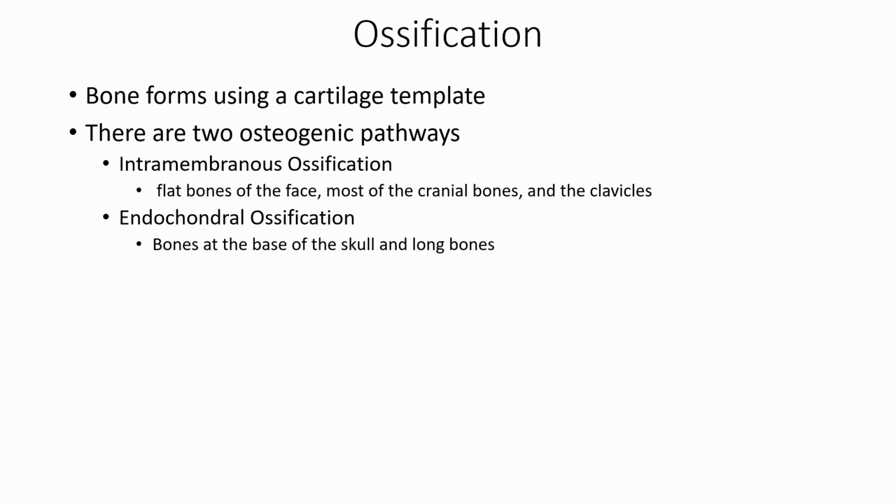And there are two pathways to developing this bone. Intramembranous ossification, which is used in the flat bones, most of the bones that we find in the cranial region and the clavicles, the collarbones. And the endochondral ossification, which is what we use for the long bones and the base of the skull. So if you've learned about one of these pathways, you've probably learned about endochondral ossification. You might not have picked up on intramembranous yet. And if you don't remember either, that's okay. We're going to talk about both.